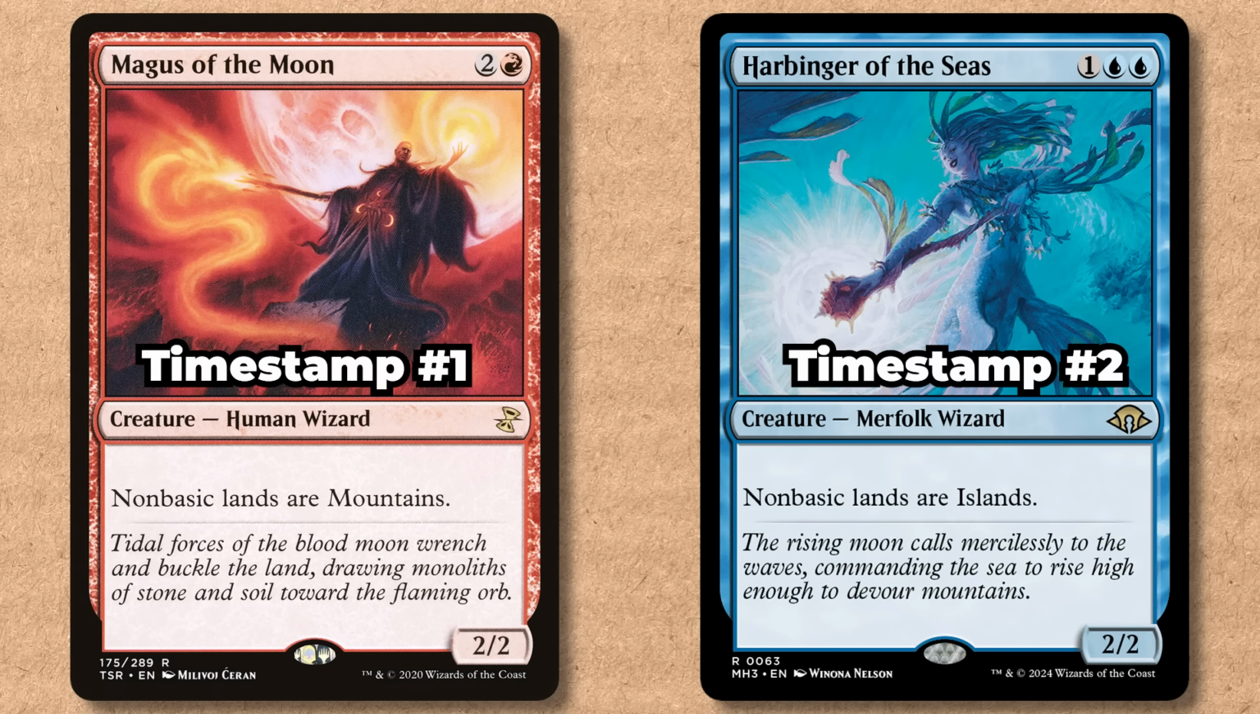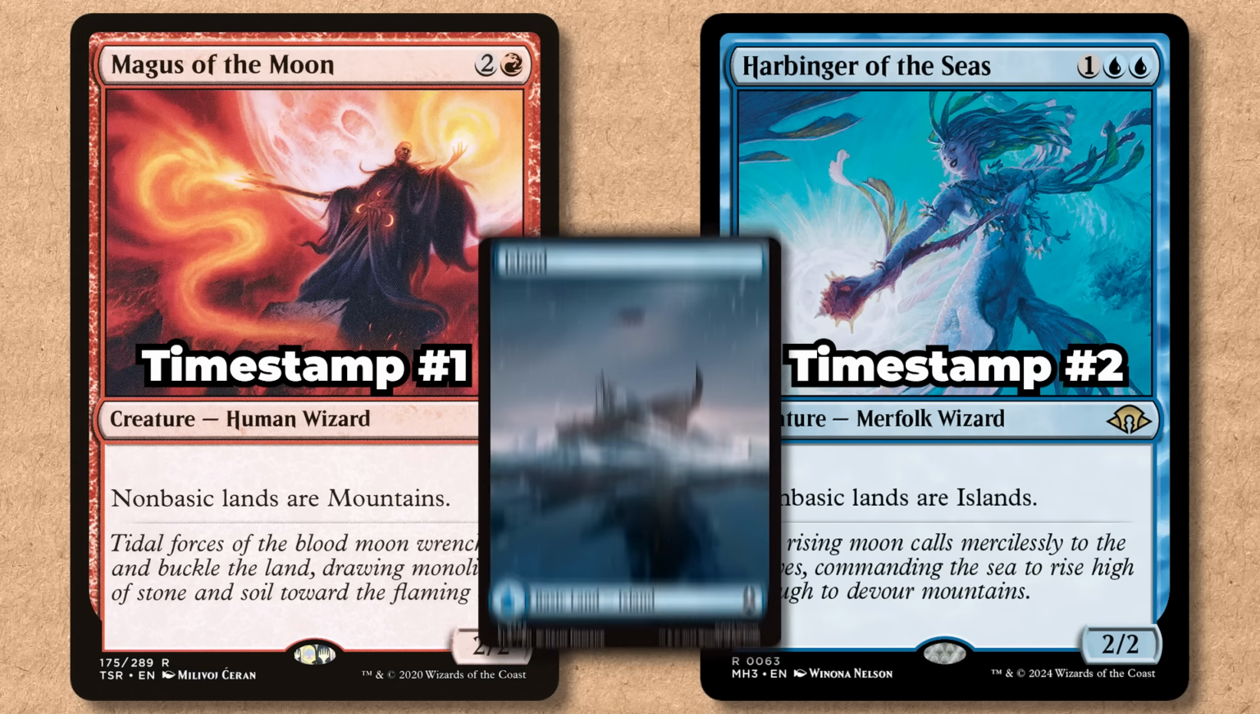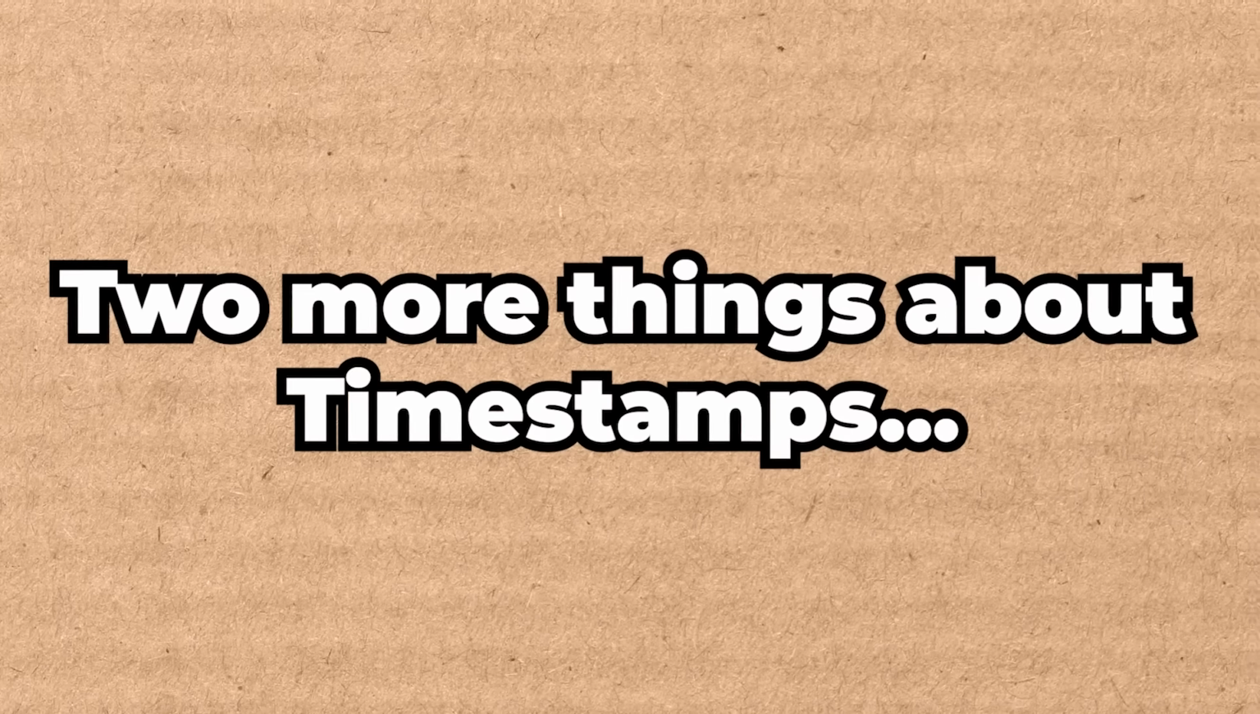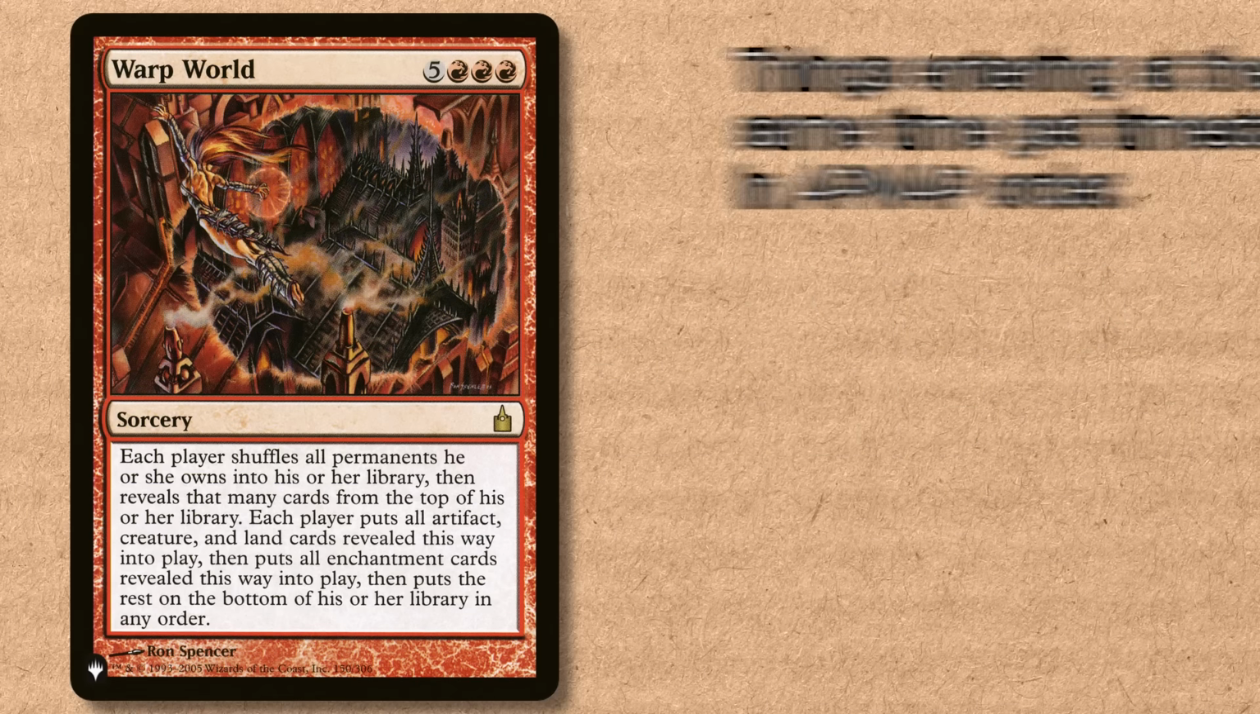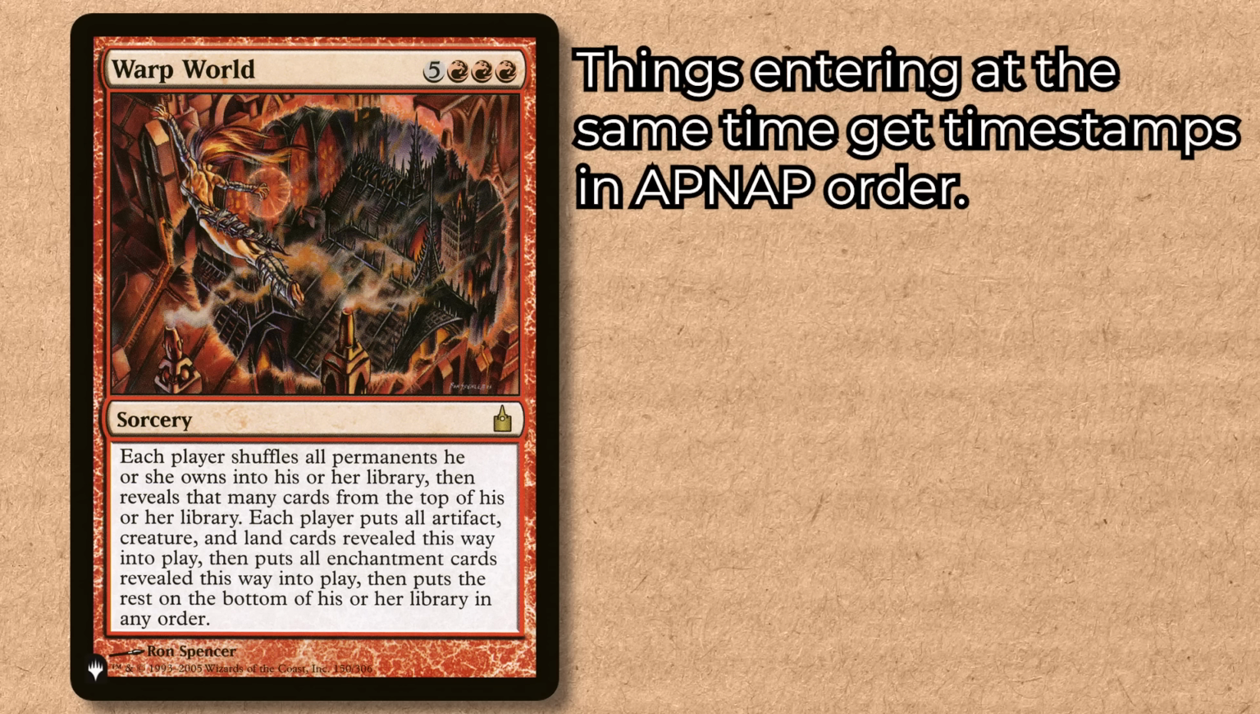So because the Magus of the Moon entered the battlefield first, we apply Magus first, then the Harbinger, meaning all non-basic lands will be islands. Two more things we need to cover about timestamps before we move on. Firstly, if multiple objects enter a zone at the same time, we give them timestamps in APNAP order.